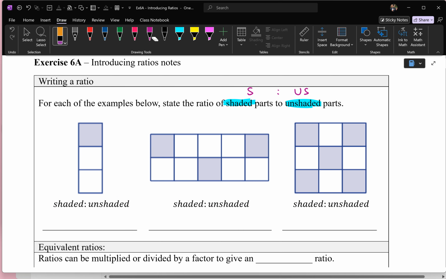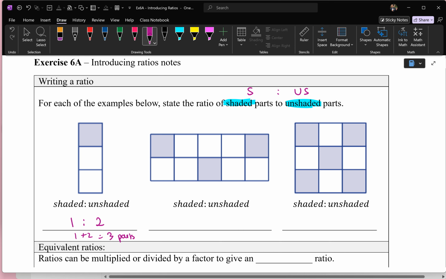So the order matters. In this case, how many pieces are there? There is one that's shaded compared to two unshaded. Even though there are 3 pieces in total, one was shaded and 2 were unshaded. When you add them together, it should give you 3 parts. That's why 1 plus 2 gives you a total of 3 parts.